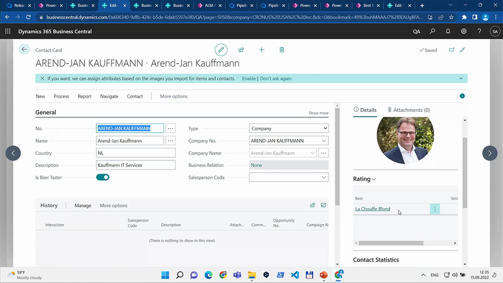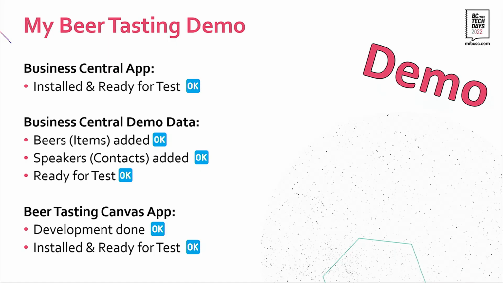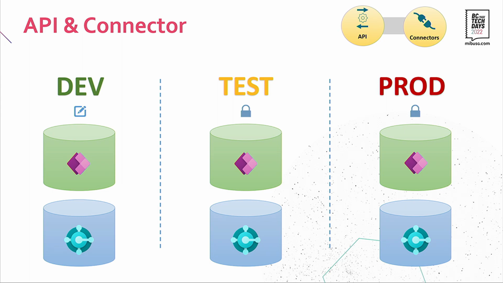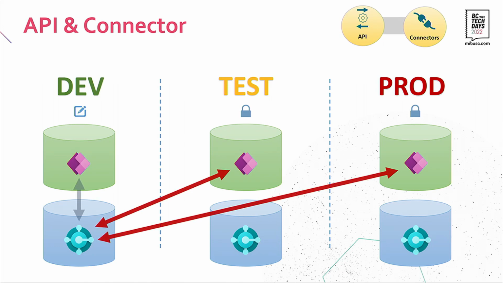What happened? I have configured everything, but I have missed something. Currently, the connectors in Power Platform do not support the switch of an environment. You see here again my setup. And what happened is the Canvas app still uses the Business Central connectors. They are bound directly to the initial environment, to the quality assurance environment. This is a huge problem.